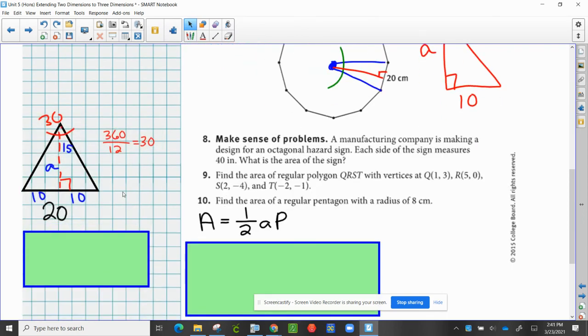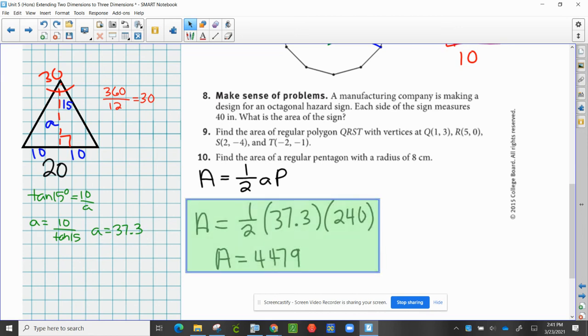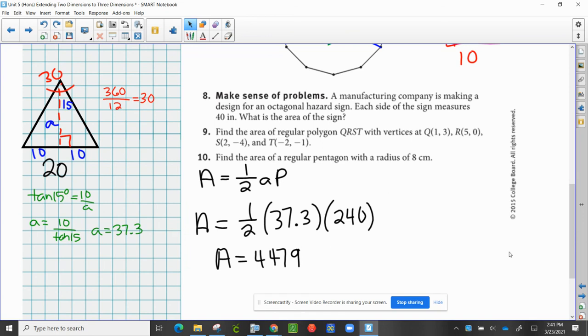So I just redrew that triangle. So I got that the central angle was 30 degrees, making each little angle here 15. Now, since 15 is not a special triangle, you have to use trig. So I did the tangent of 15 is equal to 10 over A. So if I solve that for A, it should be 10 over tangent of 15. So I got my apothem to be approximately 37.3. So plugging everything into my formula then is how I got my answer.